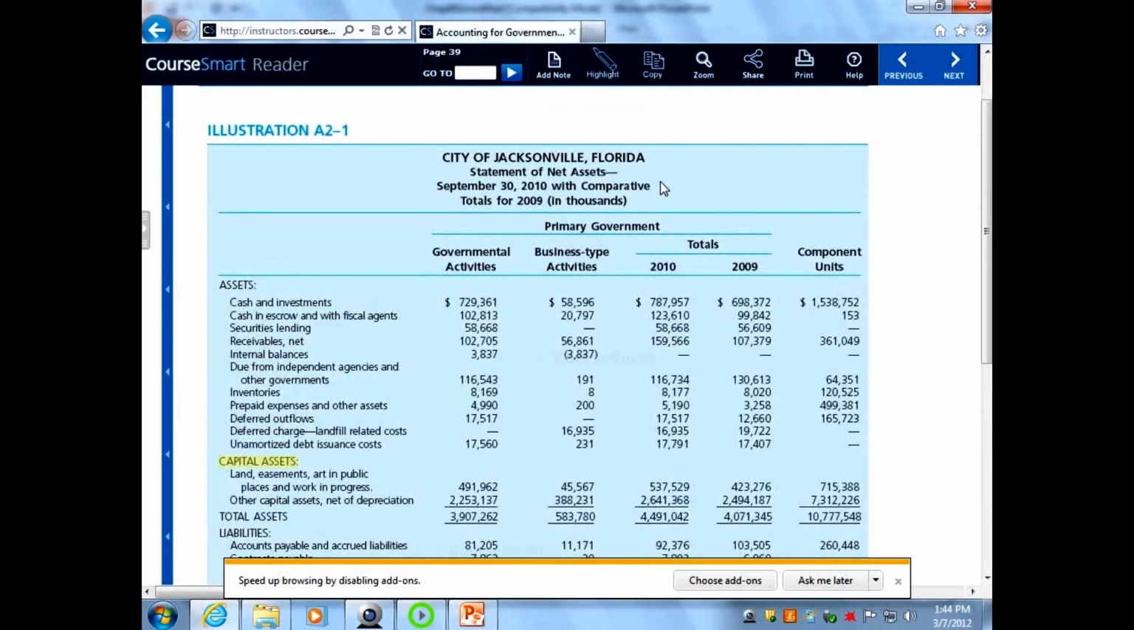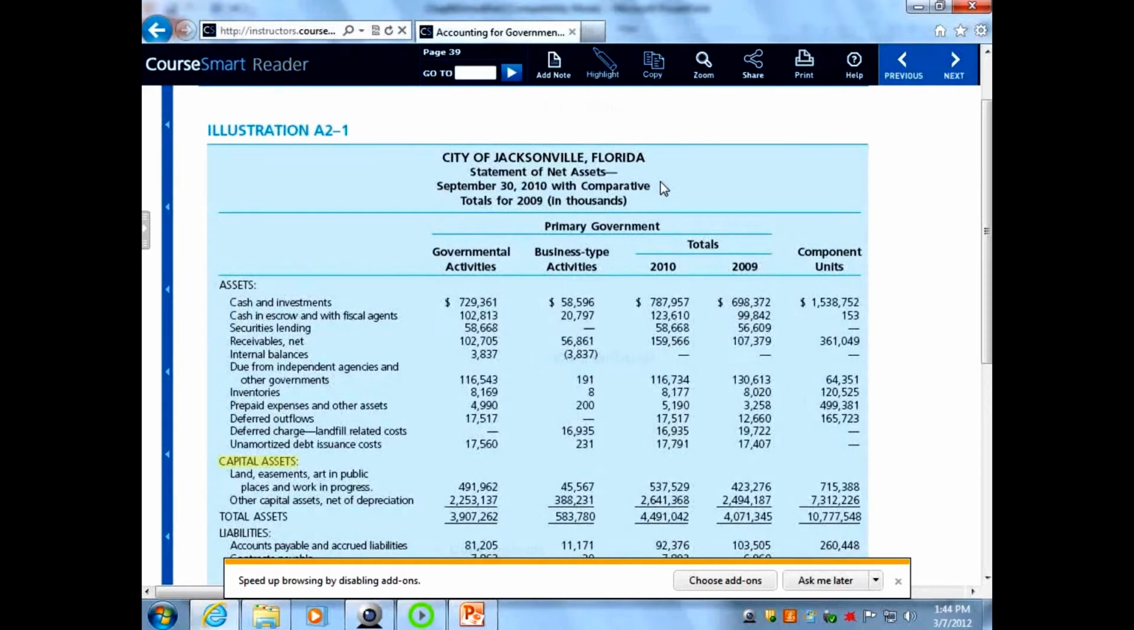Some of you asked me whether you could get the old book. Last year, there was a new standard put forth which did a couple of things, some minor and some major. And one of the things was that it changed the title of the statement from Statement of Net Assets to Statement of Net Position. Okay? So if you see that as you're looking at it, don't get confused. It's the same thing for our purposes, but if you see a different title, don't be concerned about it.